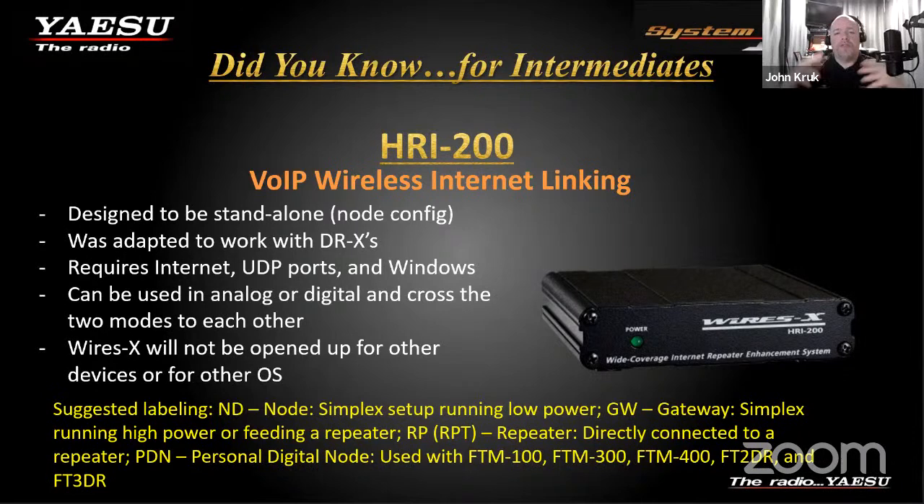What a gateway means is I'm running a simplex node, but I'm running it on high power, or I'm feeding a repeater over the air. That's when we say use the abbreviation GW. Now, use RP or RPT, depending on the length of your call sign, for a repeater. This means your HRI 200 is directly physically connected to a repeater, not going over the air like with a gateway. By the way, that's the other nice part about our technology. You can feed nodes and repeaters and groups over the air.